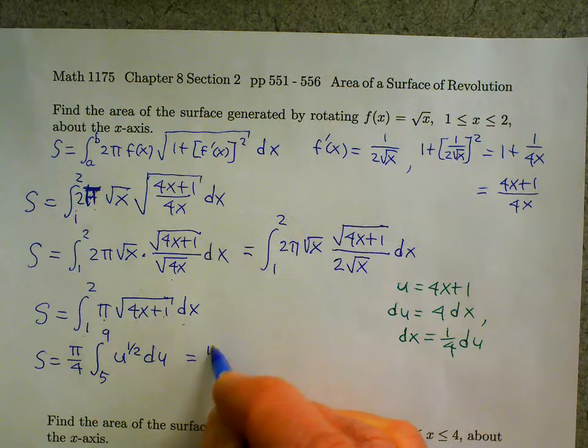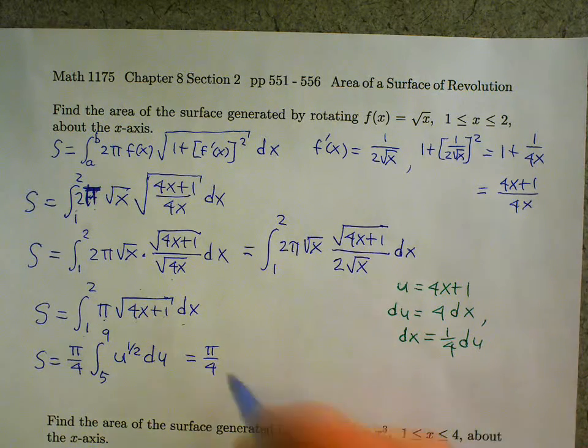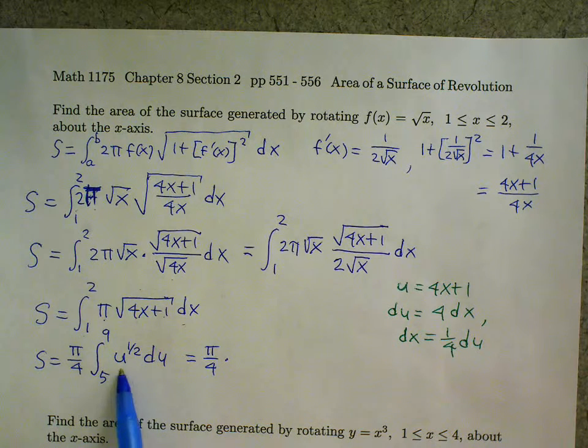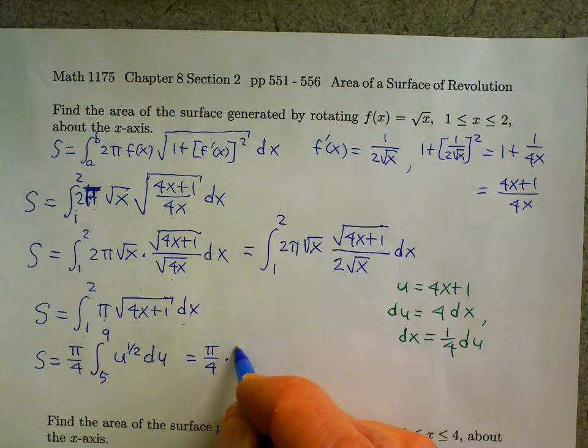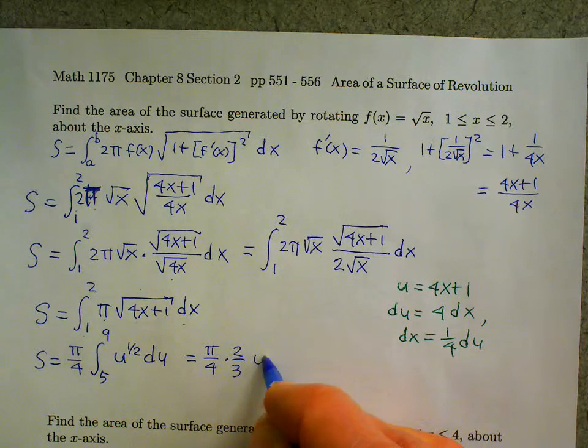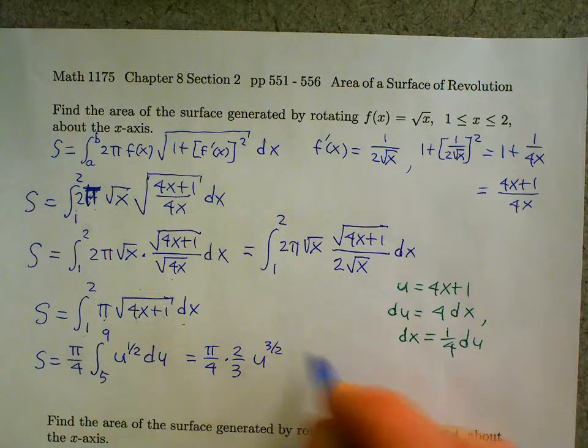Okay, so we get pi over 4. And then an antiderivative of u to the 1/2 is u to the 3/2 divided by 3/2. But division by 3/2 is equivalent to multiplying by 2/3. And then u to the 3/2. Evaluate this from 5 to 9.